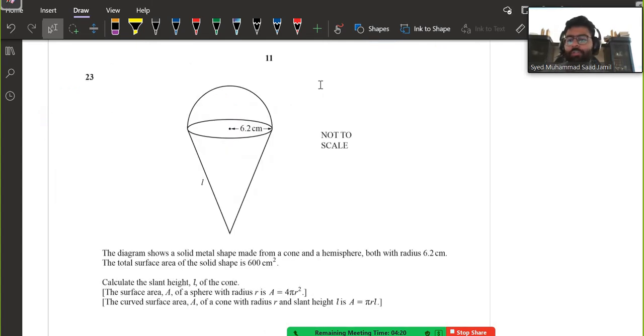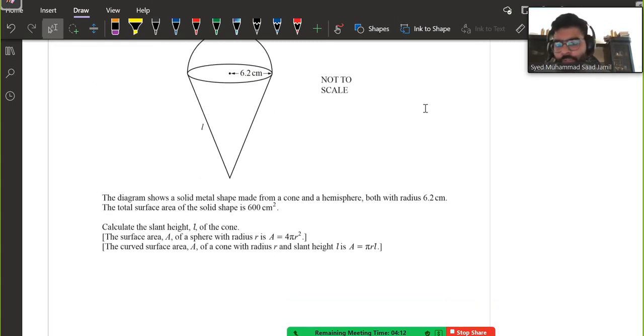Question 23, it says the diagram shows a solid metal shape made from a cone and a hemisphere, both with radius 6.2. The total surface area of the solid shape is 300 centimeters square. Calculate the slant height of the cone. Now, in order to calculate the slant height of the cone, you need to know the area of the cone. How will we find the area of the cone? Firstly, find the area of the hemisphere.